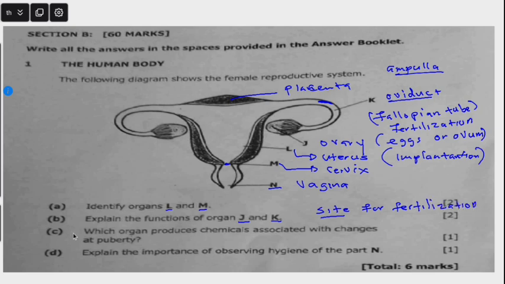Then as for question C, it is saying which organ produces chemicals associated with the changes at puberty.